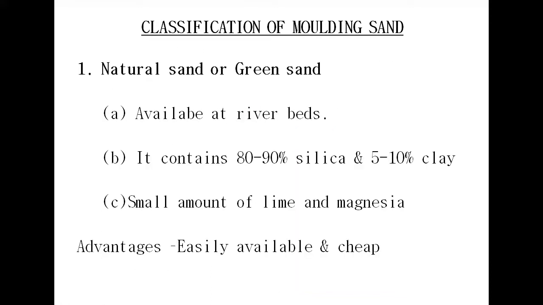Next, classification of molding sand. Natural sand or green sand. Generally, the sand is collected from the river bed. It contains silica, 5 to 10% clay, and a small amount of lime and magnesia. The main advantages of this sand are that it is collected from the river, easily available and cheap. These are the main advantages, and mostly natural sand is preferred for use.